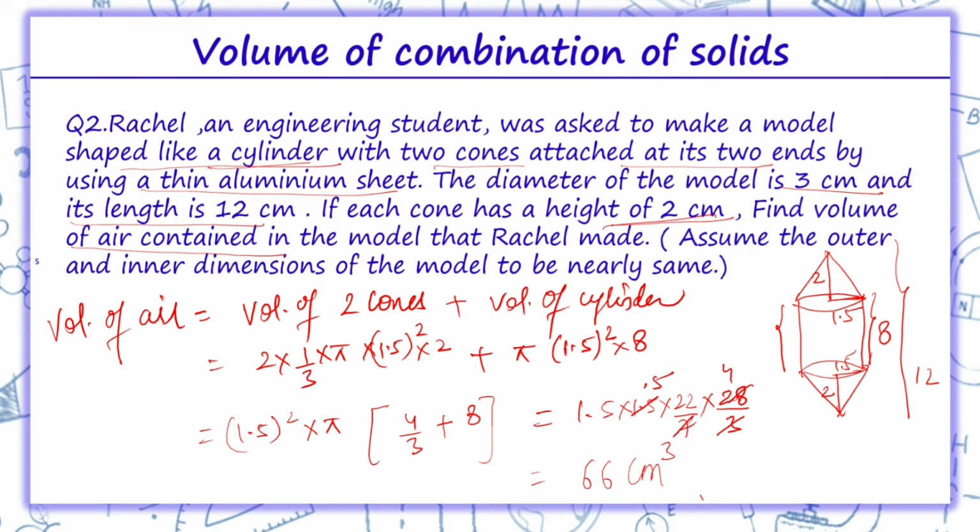So this is how we have solved this question, in which we calculated the volume of air contained in the model. So volume of air contained in the model is equal to volume of two cones plus volume of cylinder.